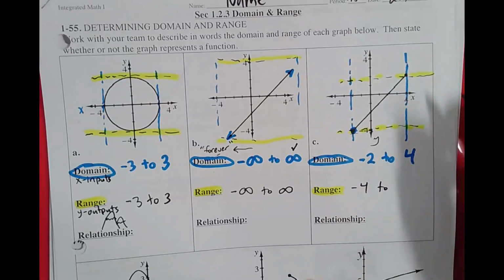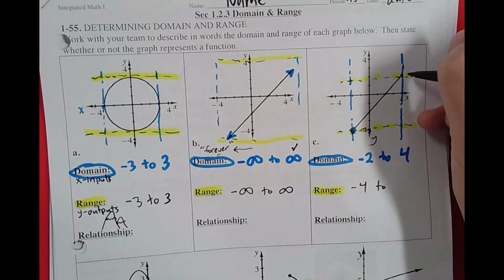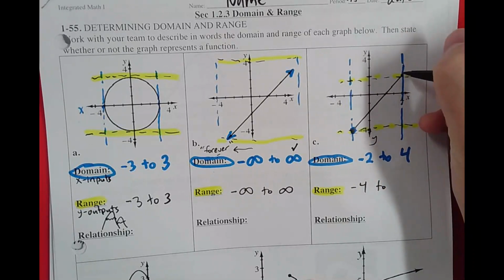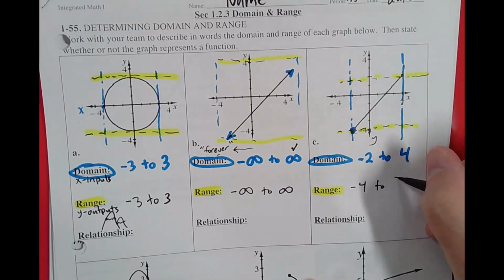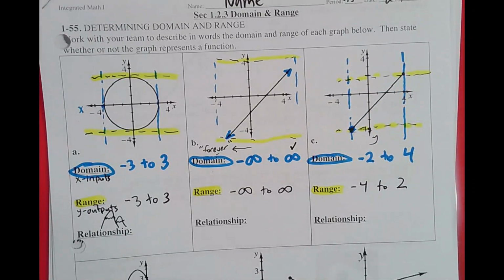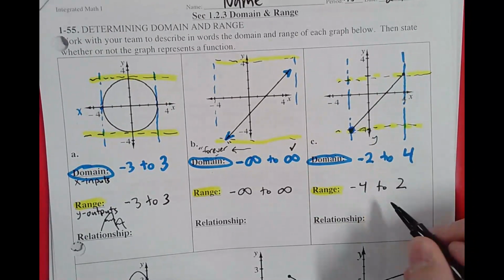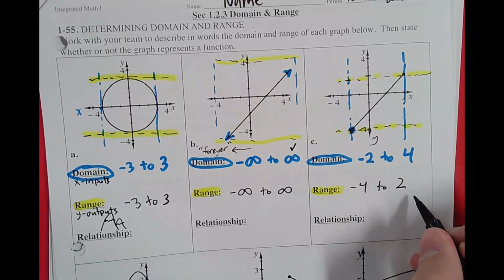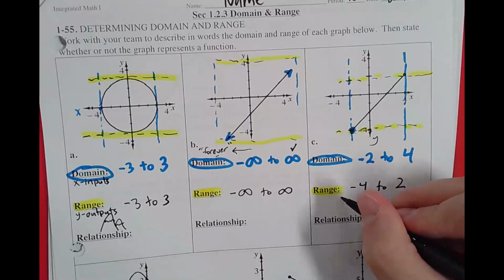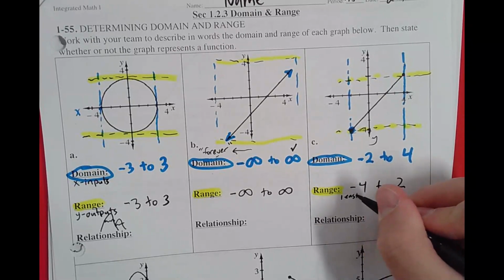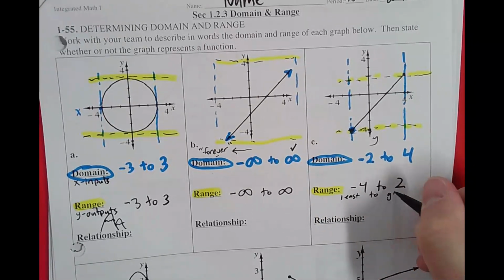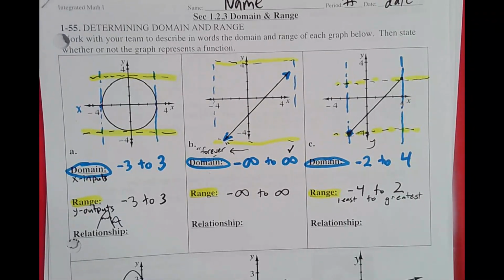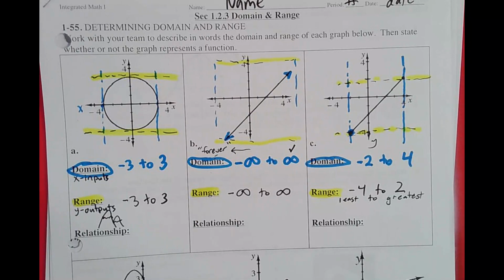2. How high does this one go? It looks like it goes to a y value right there of +2. So we'll say -4 to 2. Remember, we don't write 2 to -4. We always write it from least to greatest. Just a note, remember to write these things from least to greatest.